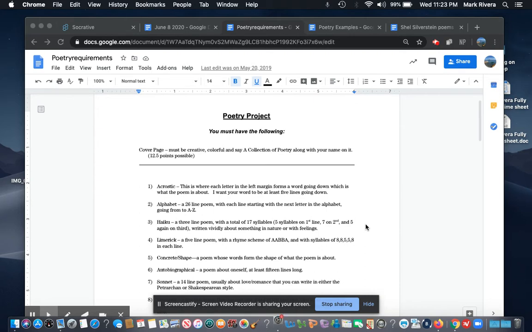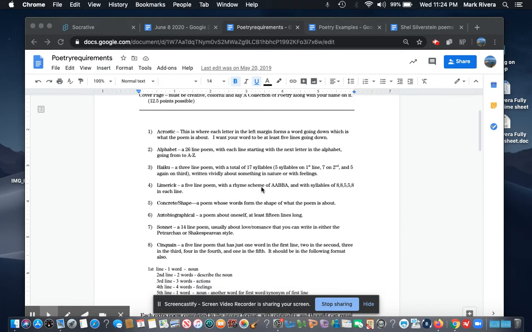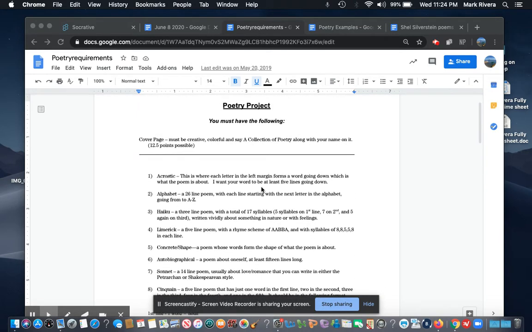I'm going to go over each of the different types and show you an example so that you can see what each type of poem is about. Okay, so let's take a look at this. Again, you can see here there are 8 different poems that you're responsible for, and you're responsible pretty much to do one a day. Okay, so let's go over each one.